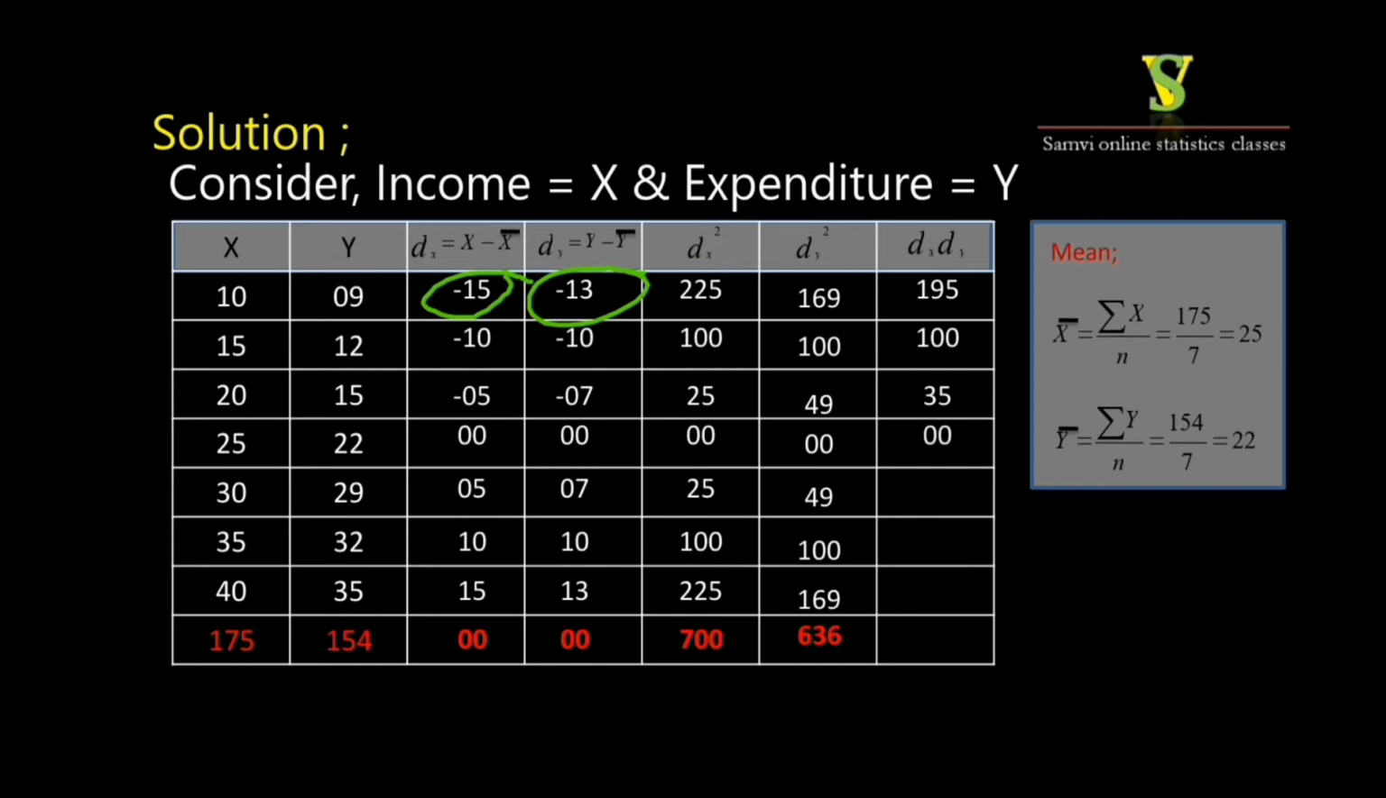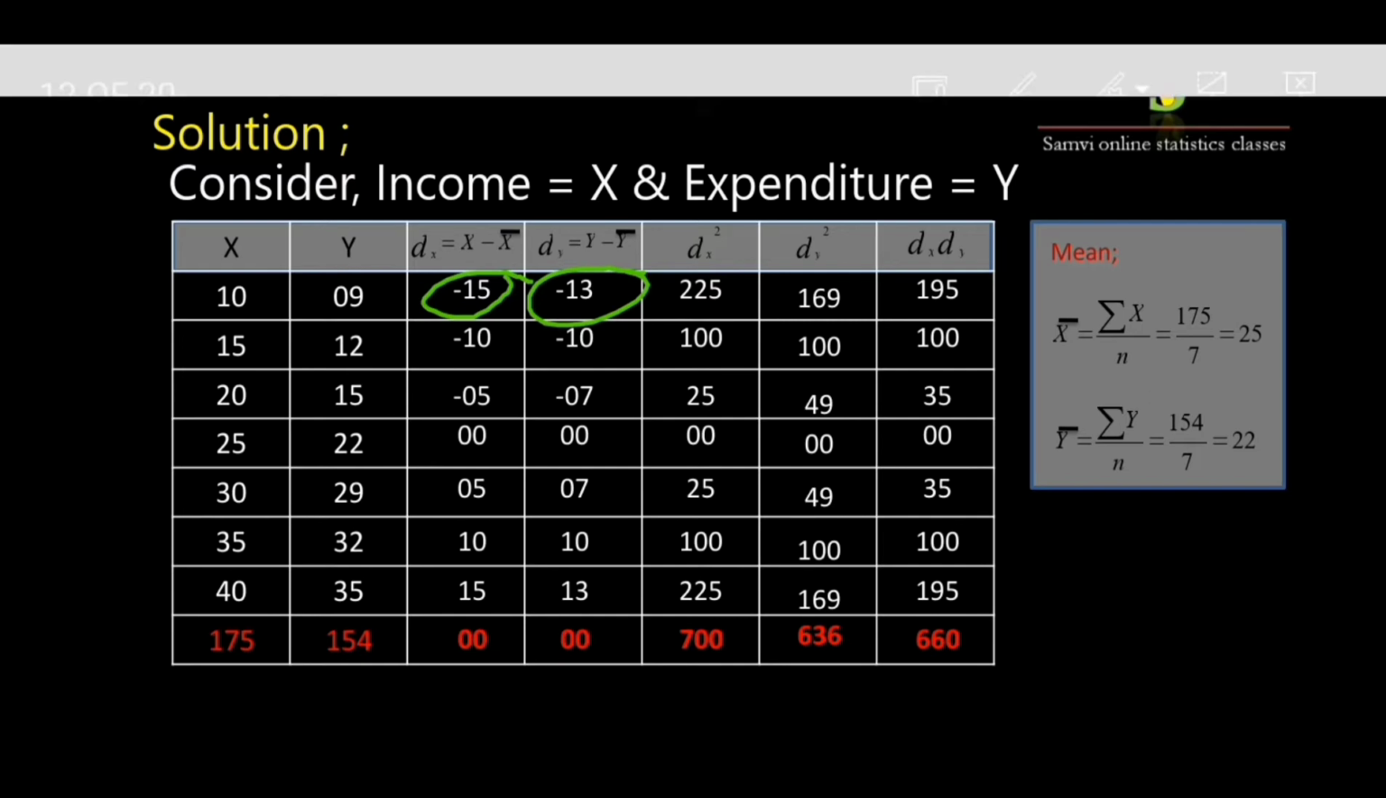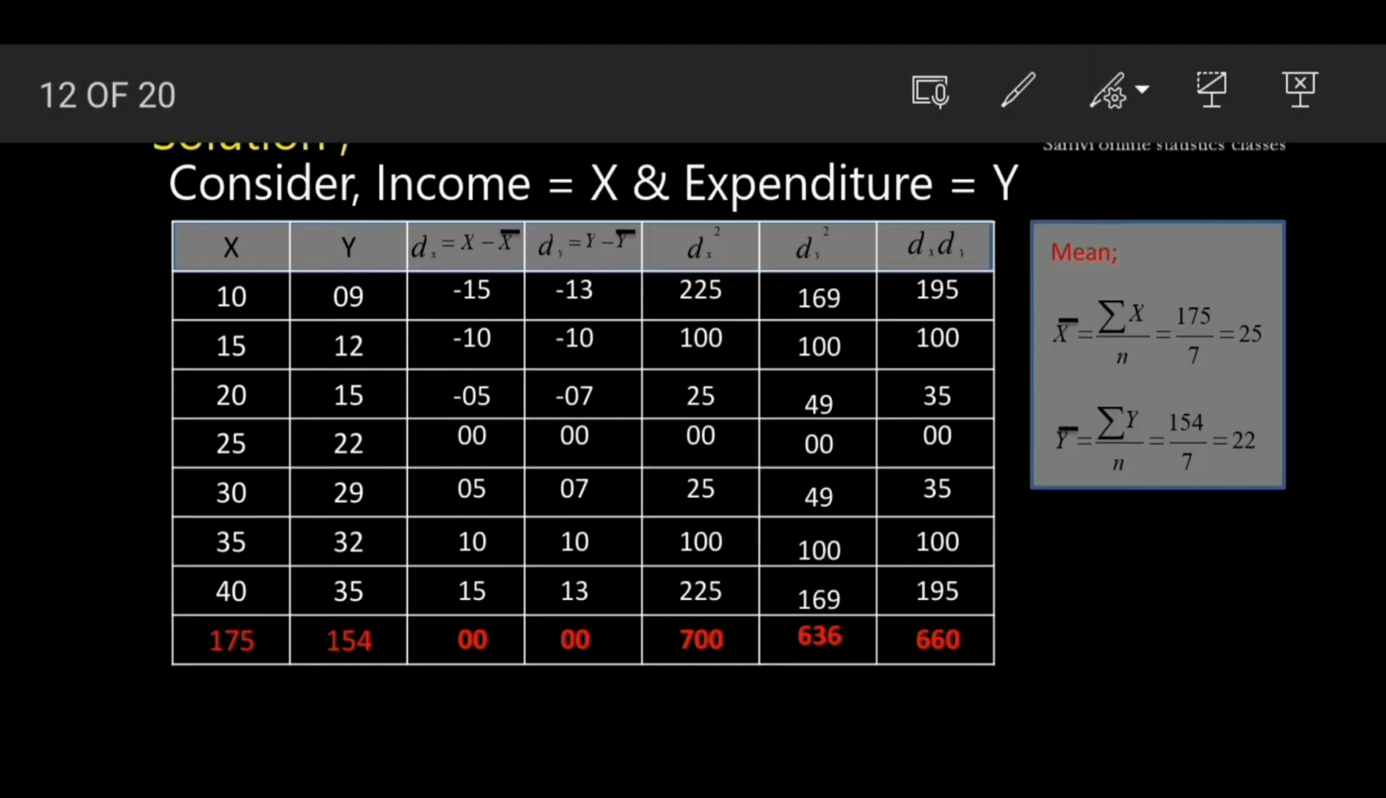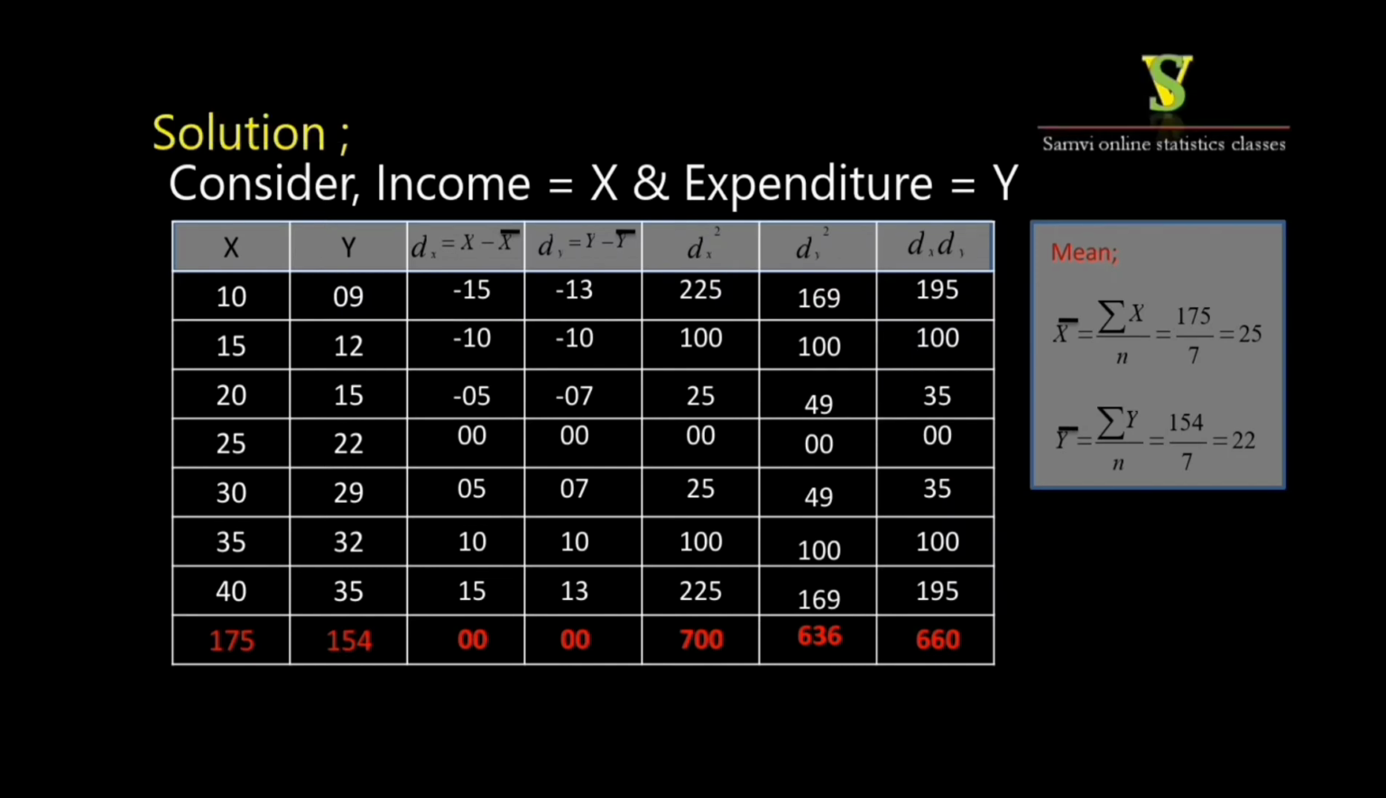0 into 0 is 0. 5 into 7 is 35. 10 into 10 is 100. 15 into 13, that is 195. So now we have to find out the total. Total is how much here? 660. So here we got the summation of dx square, that is 700. Summation of dy square, that is 636. Summation of dx dy, that is 660.